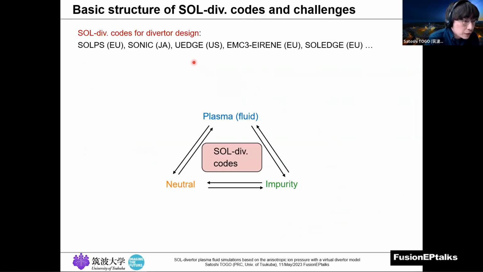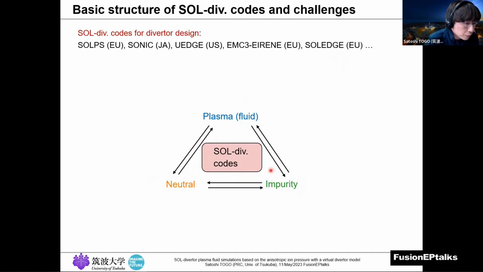Other than the SONIC code, there are many SOL-divertor codes for divertor design, such as SOLPS, UEDGE, EMC3-EIRENE, SOLEDGE, and so on. Although there are some differences in some element models within these codes, the basic structure is similar. They have mainly three modules in charge of transport of fuel plasmas, neutral particles, and impurity particles. They are iteratively solved until a self-consistent solution is obtained.